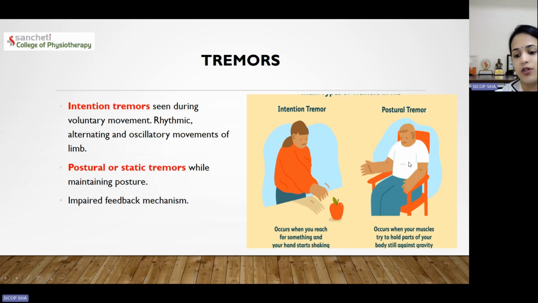The next is postural tremor. So postural tremor occurs when a person tries to hold the limb against a certain position, especially against gravity. So here, how do we check this in a patient? You tell the patients to hold the hands against gravity and the hands will start shaking. So postural or static tremors while maintaining posture can be seen.